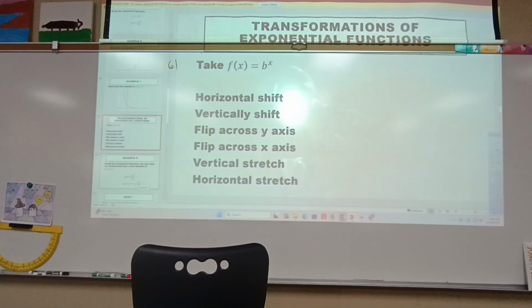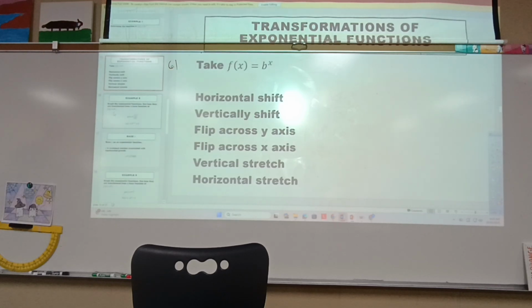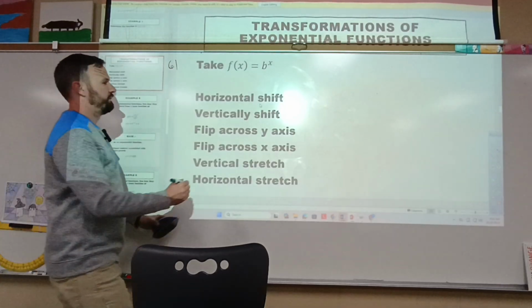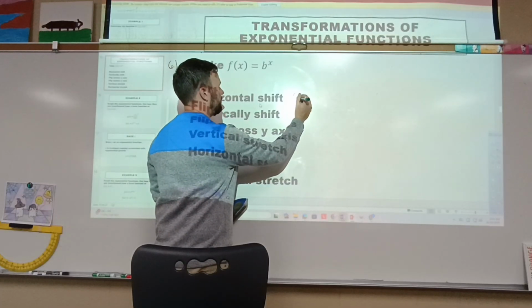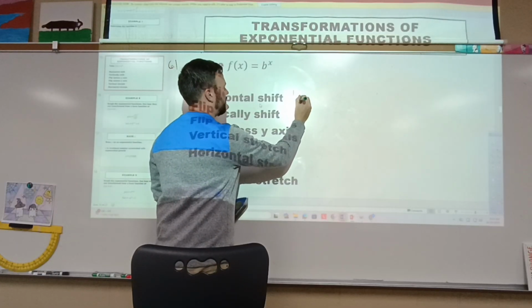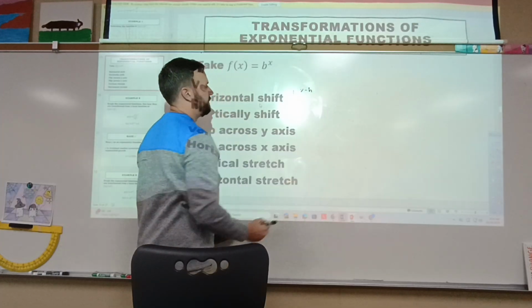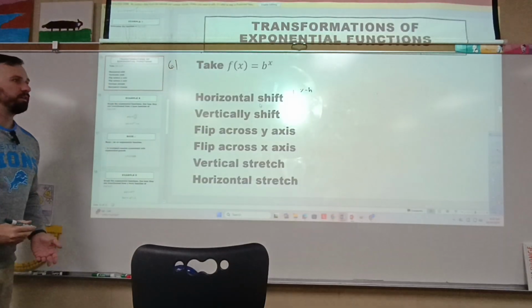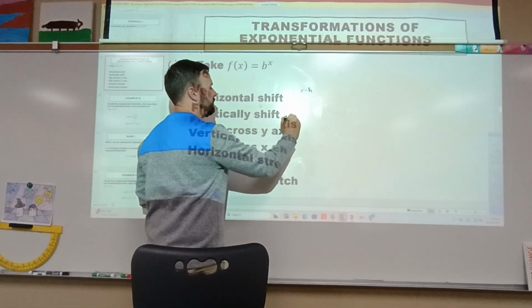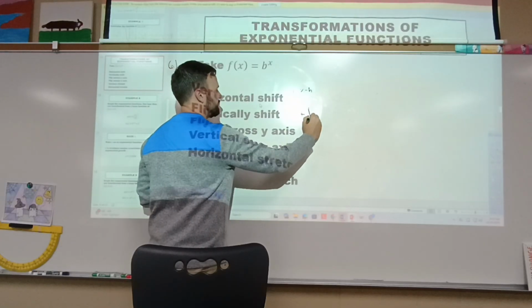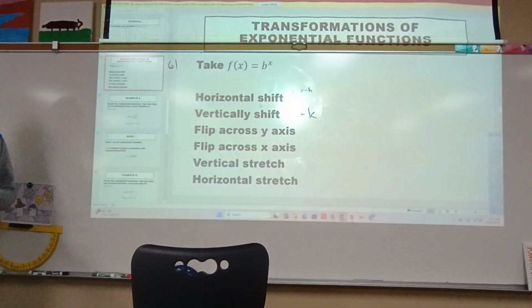The transformations on the graph are the exact same as what we did before. What I mean by that is, horizontal shift is going to be something like b to the x minus h, right? That would move it right h. A vertical shift is going to look something like b to the x plus something. That would move it up k. You guys remember we did that. It's opposite in the parentheses, same on the outside.